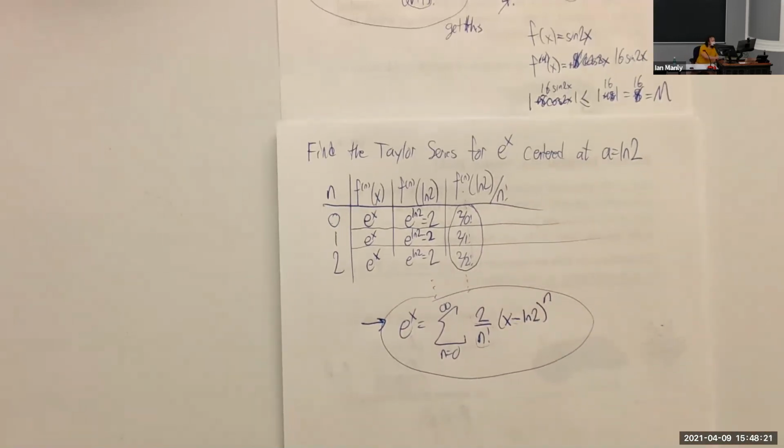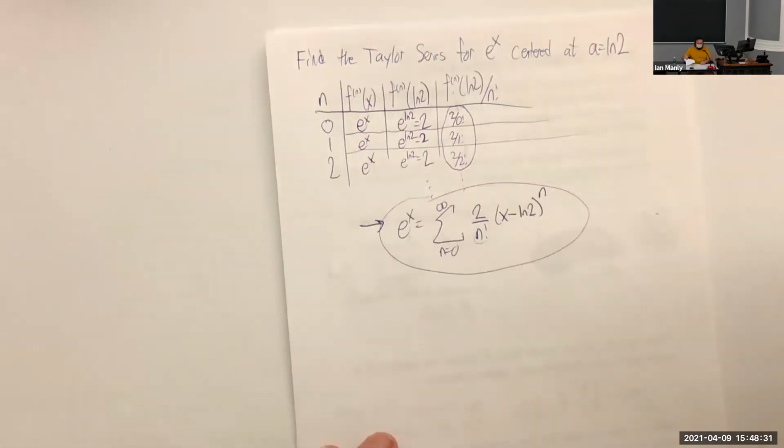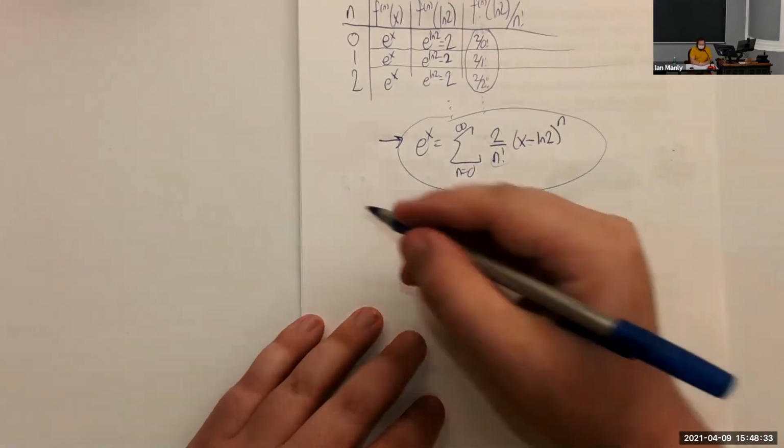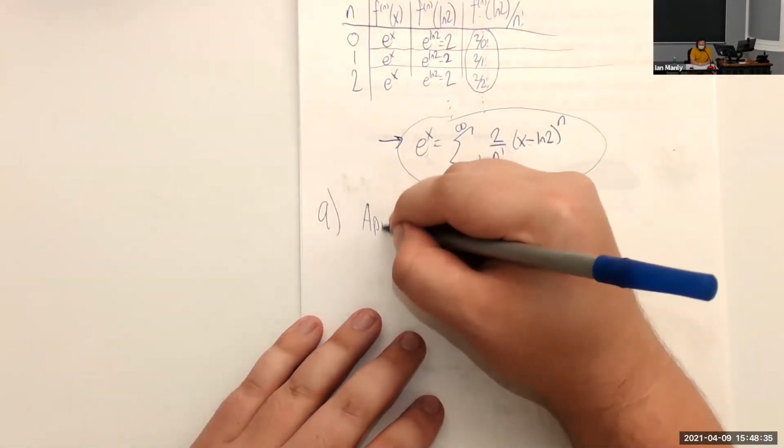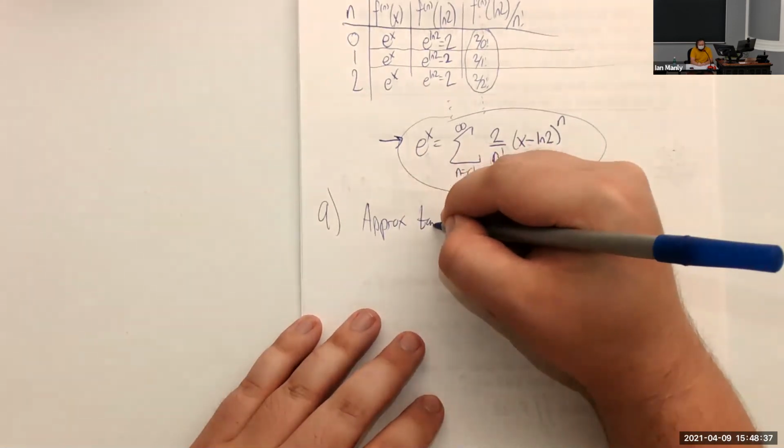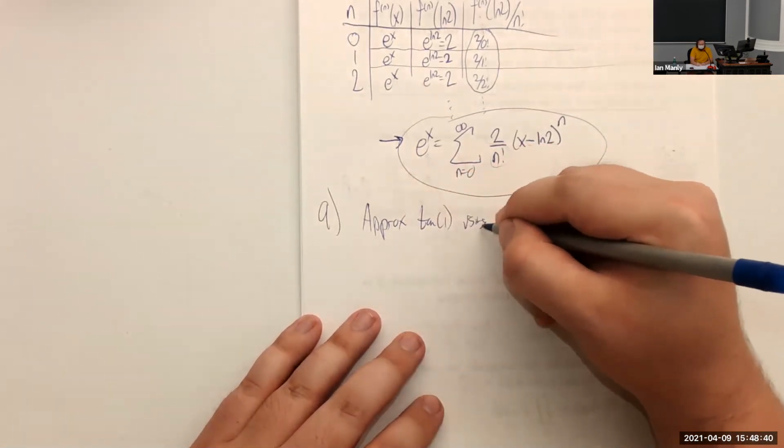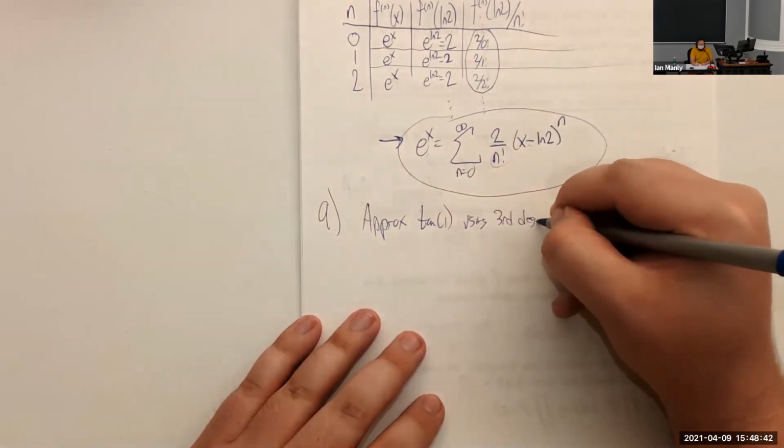All right, do we have enough time to do this next one here? Let's see. Use the 3rd degree Maclaurin polynomial for tangent to approximate tangent of 1. Oh, well, let's give it a try. All right, so number 9. Approximate tangent of 1 using 3rd degree Maclaurin.